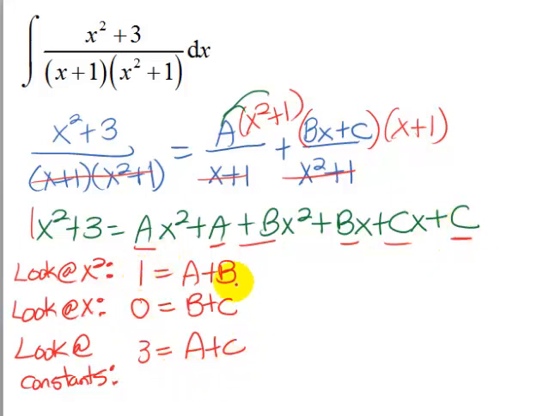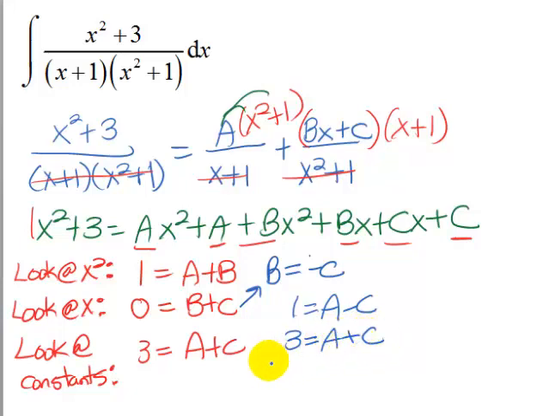Now this is a system of equations. They all need to be true. You can solve those with matrices or whatever, but these are actually pretty simple ones. So I think what I'm going to do instead is find that B equals negative C from this equation right here. And so we could substitute in for B right here, and we would have 1 equals A minus C, and we could combine that with the 3 equals A plus C equation.